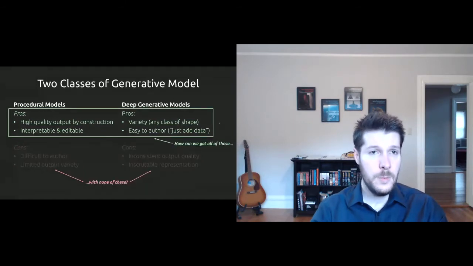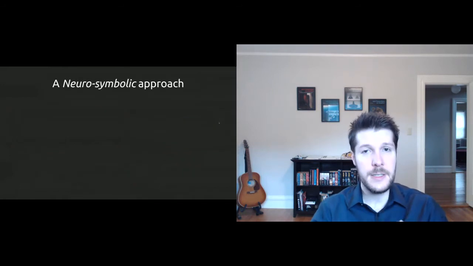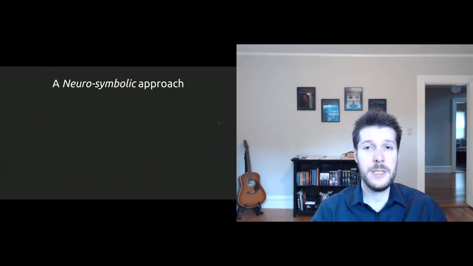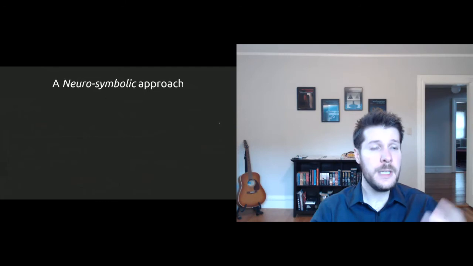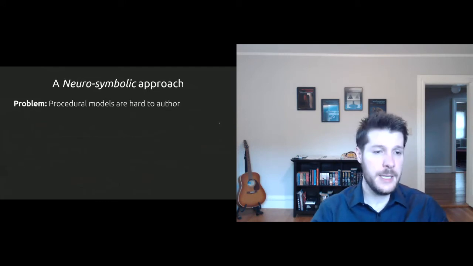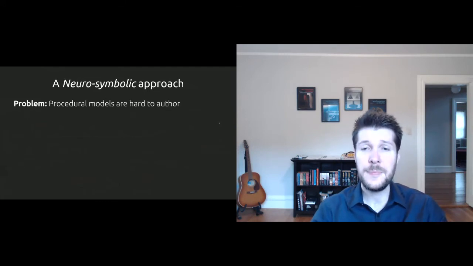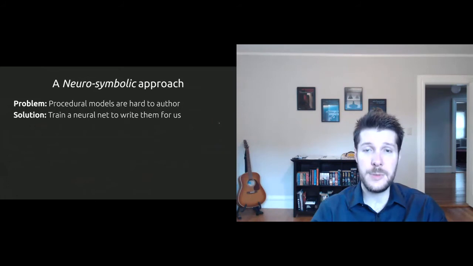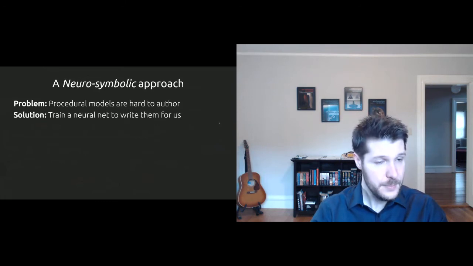And so what I've been looking at in my group recently is a best of both worlds approach that I like to call a neurosymbolic 3D generative model. If we look at this problem that we identified, that procedural models are hard to author, one way you can propose solving this is to say, well, let me just train a neural network to write programs for me. So the shapes will still be represented as programs, but a neural network will generate them for me.